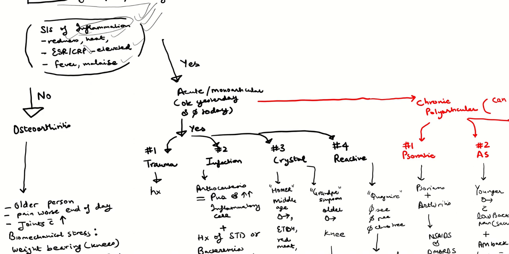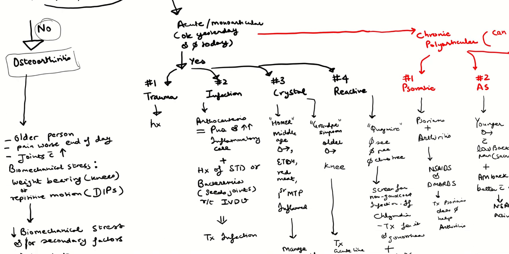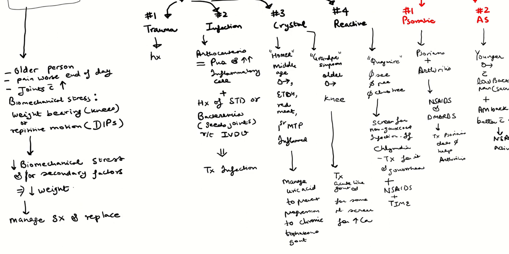So again, if there's no redness, no heat, ESR-CRP is normal, no constitutional symptoms such as fever and malaise, it's non-inflammatory. It's osteoarthritis is what they're trying to tell you. Now, what are other things that can shore up that diagnosis? They'll give you probably an older person, pain that's worse at the end of the day, AM stiffness, which is less than 30 minutes. Okay.